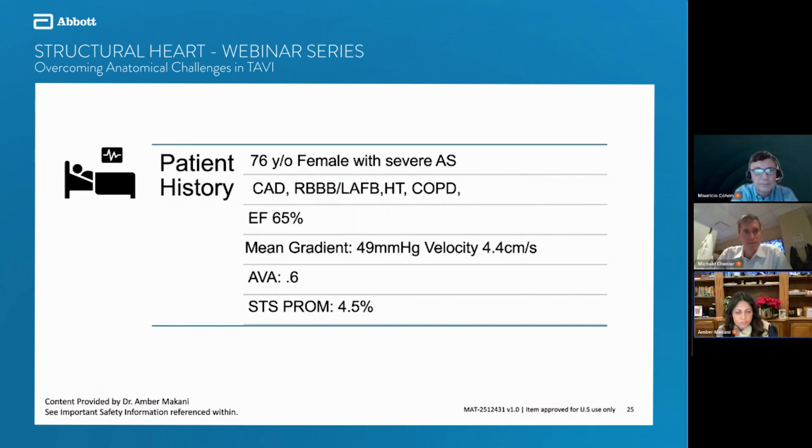So this is a patient that I saw not so long ago. She's a 76-year-old female, and she's got severe valve disease. In addition, she had some coronary artery disease, a history of a right bundle branch block with a left anterior fascicular block, hypertension, and COPD. Her ejection fraction was preserved at 65%. And you can see that her mean gradient is 49, peak velocity of 4.4, calculated AVA on her echo was 0.6, and her STS PROM is 4.5%.